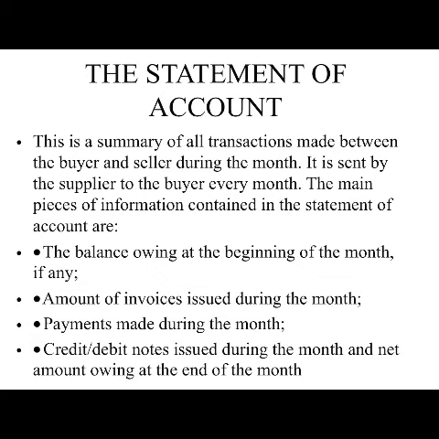Let us look at the statement of account. This is a summary of all transactions made between the buyer and the seller during the month. It is sent by the supplier to the buyer every month. The main pieces of information contained in this statement of account are the balance owing at the beginning of the month, amount of invoices issued during the month, payments made during the month, credit or debit notes that are issued during the month, and net amount owing at the end of the month.